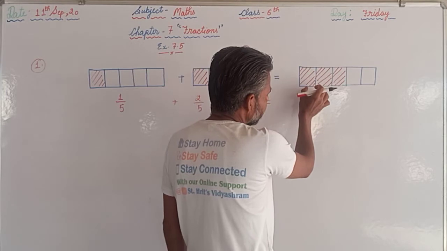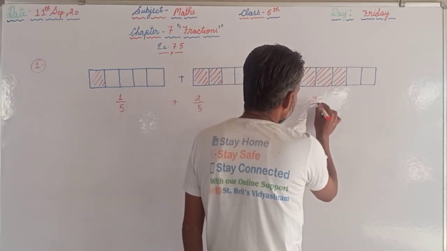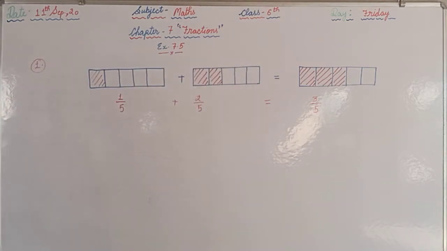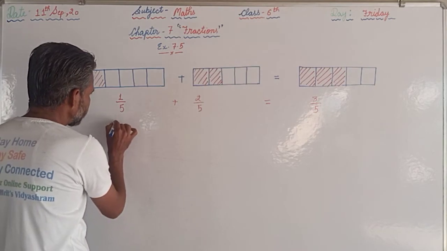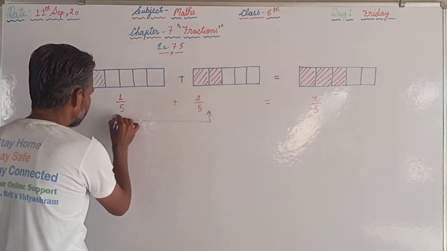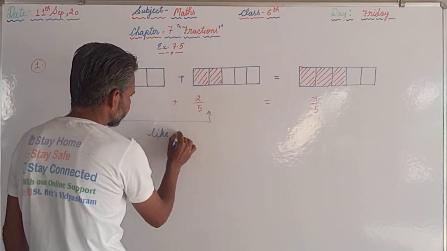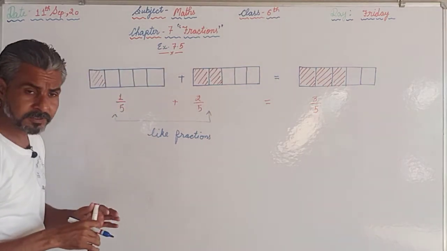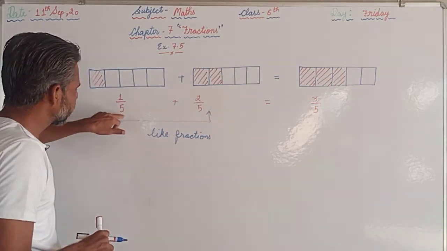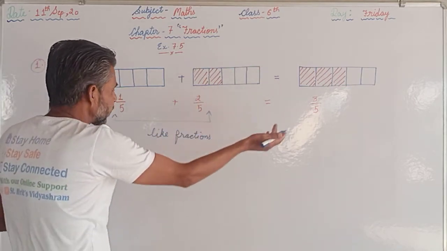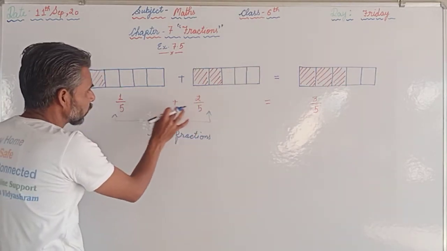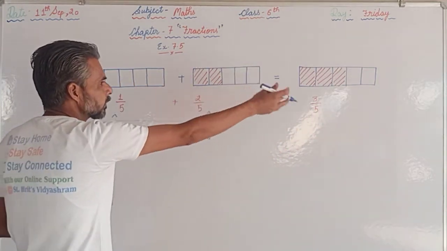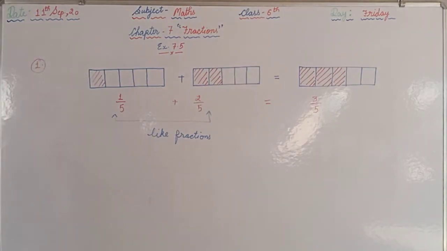Now the shaded parts are 1, 2, 3 out of 5. So what we can conclude from here, these two are like fractions. Why are these like fractions? Because both are having the denominator 5. Now, if we are adding like fractions, the denominator will be the same. We are supposed to add the numerator only. 2 plus 1, that is 3. So like this you are supposed to proceed.